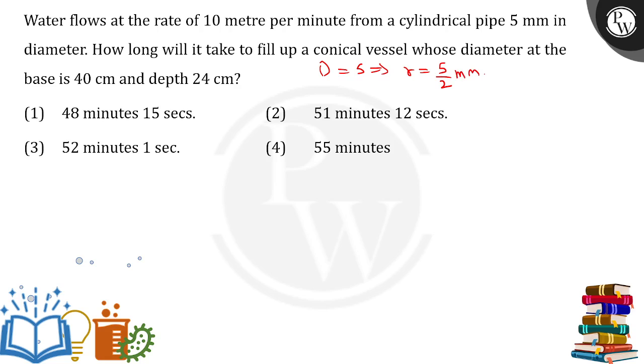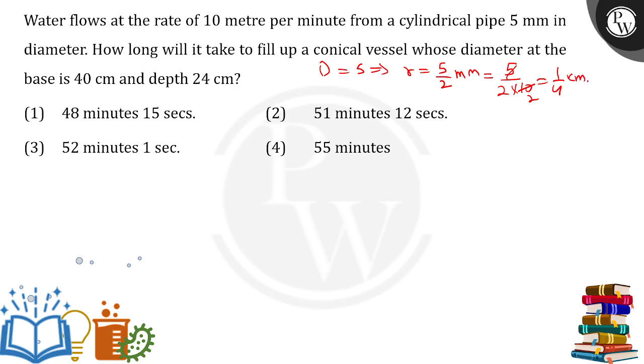When you have to convert into centimeter, you will divide by 10, not 2, what I'm saying is 2 into 10. So over here 5 cancels out with this 10, and we're left with 1 by 4 centimeter. This will be the radius.